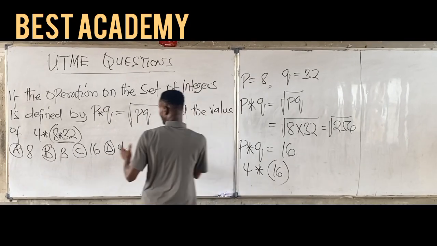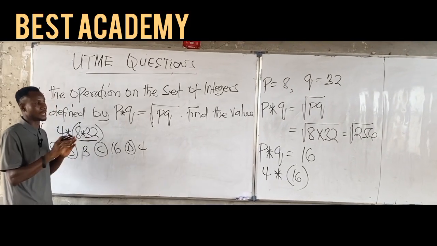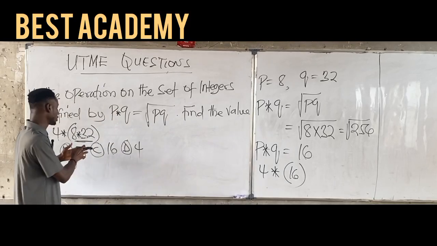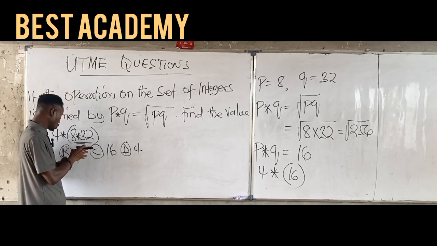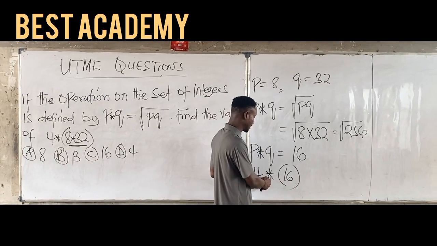Now we have evaluated the one inside the bracket. You know why we evaluated the one inside the bracket first, right? Because in mathematics you solve the one inside the bracket first before any other things here. So we got 16. That means it is going to look like this again, 4 asterisk 16.